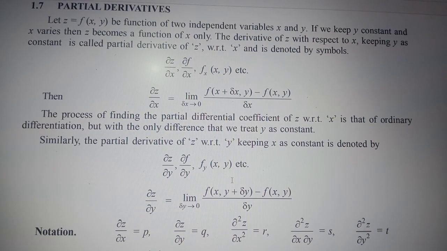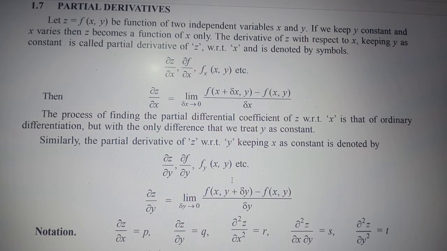So, what do you mean by partial derivative? Let z equal f of x comma y be a function of two independent variables x and y. If we keep y as constant and x varies, then z becomes a function of x only. The derivative of z with respect to x, keeping y as constant, is called the partial derivative of z with respect to x, and it is denoted by the symbols dou z by dou x, dou f by dou x, and f of x, x comma y, etc.